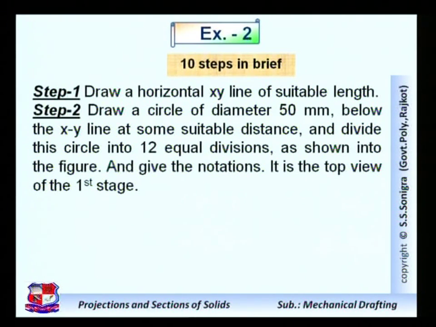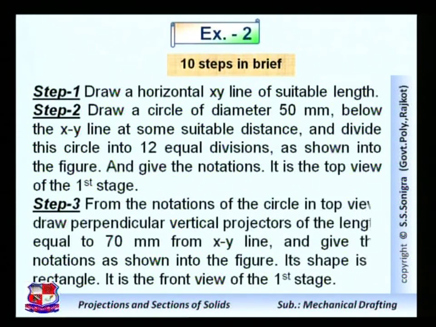Why have I taken the diameter 50 mm? Because here the scale is reduced to 1/2. After drawing the circle, divide the circle into 12 equal parts or 8 equal divisions as shown in the figure and give the notations. It is the top view of the first stage. Step 3: from the notations of the circle in the top view, draw perpendicular vertical projections of length equal to 70 mm from the XY line and give the notations as shown in the figure. Its shape is a rectangle. It is the front view of the first stage.